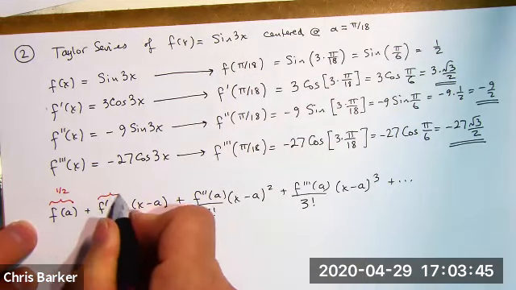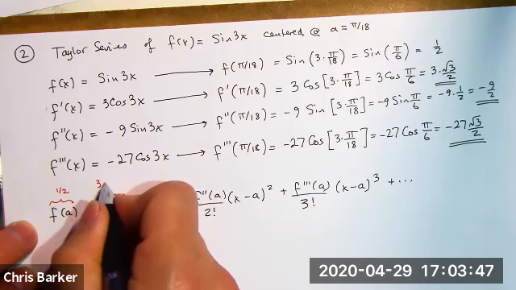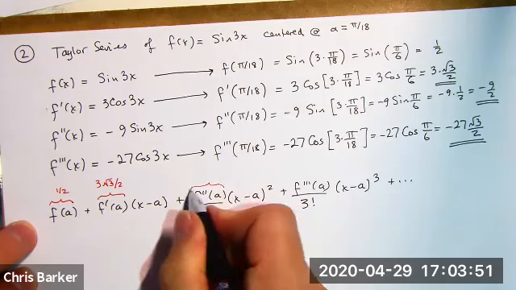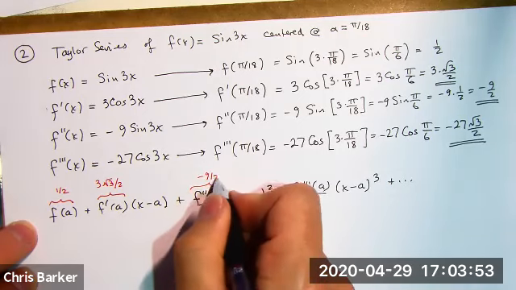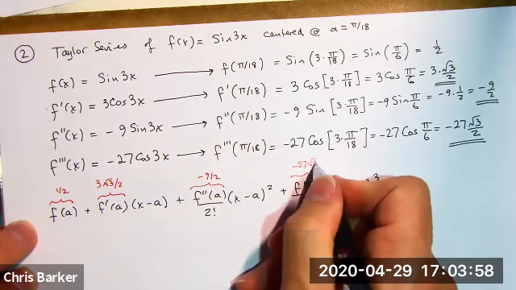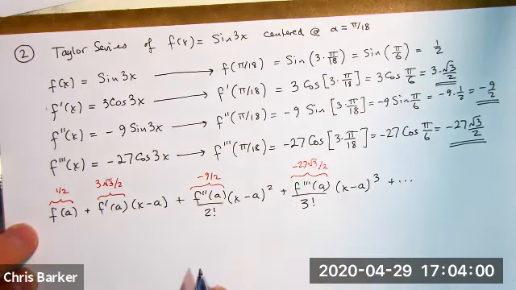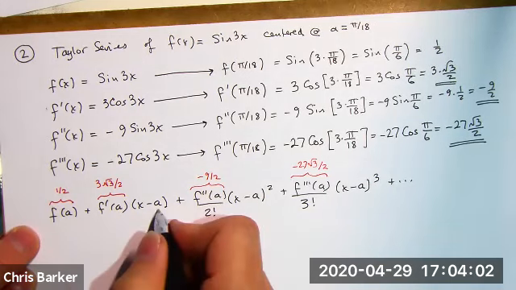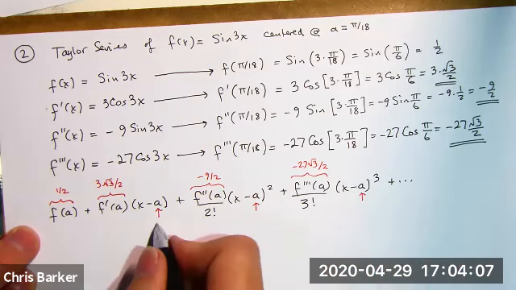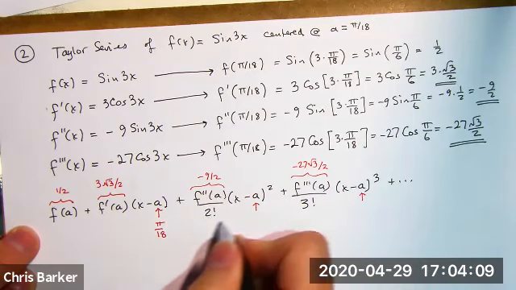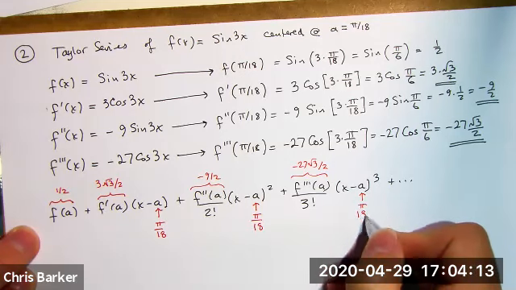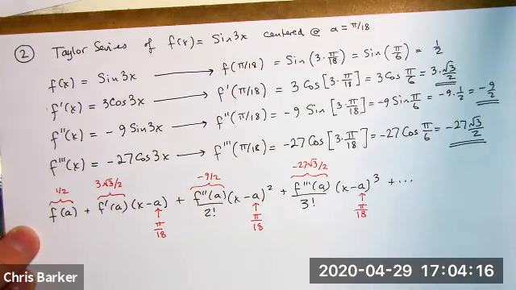F prime of a is 3 root 3 over 2. F double prime of a is negative 9/2. F triple prime of a is negative 27 root 3 over 2. Meanwhile, what are these a's here going to be replaced by? Pi over 18. Exactly, pi over 18, the center. A represents the center. So if you just plug those in, we're done.